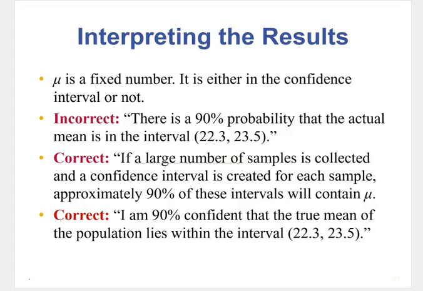So you can say, if a large number of samples is collected and the confidence interval is created for such a sample, approximately 90% of the intervals will contain mu. That one kind of confuses people sometimes, so I like to go with the last one. I think that's the most correct way to say this: I am 90% confident that the true mean of the population lies within the interval 22.3 to 23.5 years. The one in the middle can be a little confusing, so I want to talk about that one.